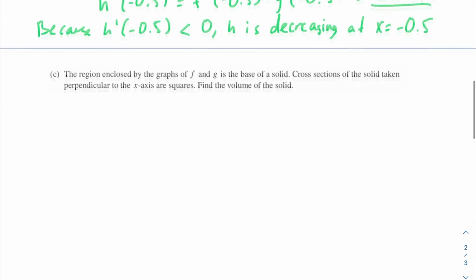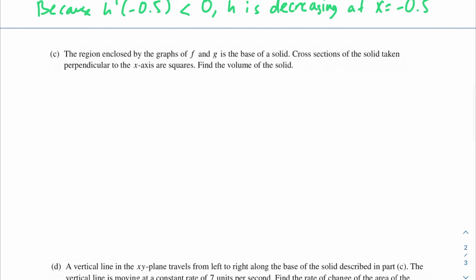All right, moving on to problem C. The region enclosed by the graphs of f and g is the base of a solid. Cross sections of the solid taken perpendicular to the x-axis are squares. Find the volume of the solid.